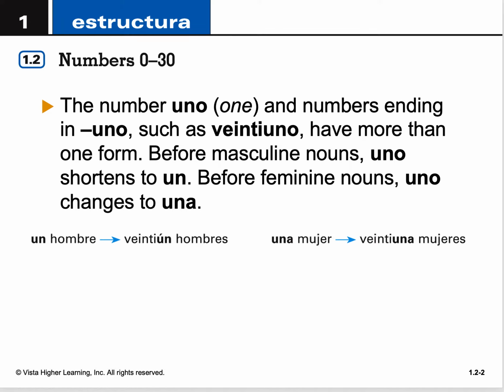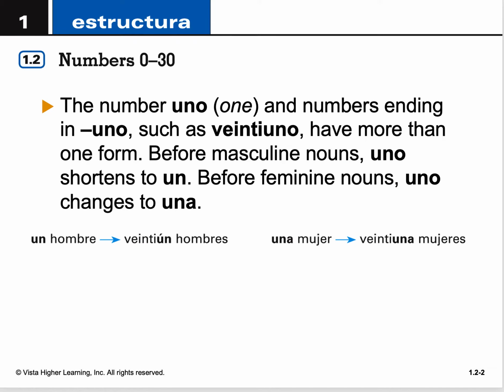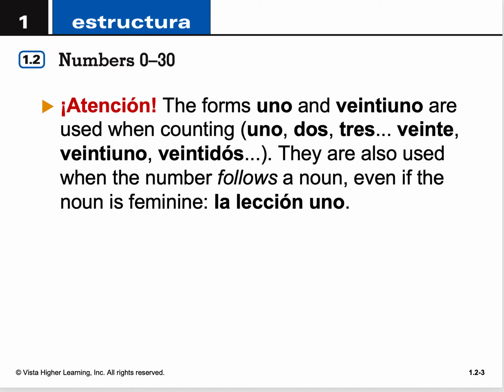So if I look back at this chart, I have to make sure these endings are appropriate for feminine if I'm using feminine. So numbers have a gender in Spanish, and that is different from how we've done it in the past. The forms uno and veintiuno are used when counting. So if I'm just counting numbers, I'm automatically going to assume the male gender. And they are going to be used when it follows a noun. That's when I'm going to start looking at masculine and feminine.